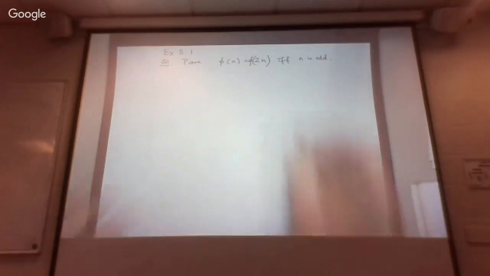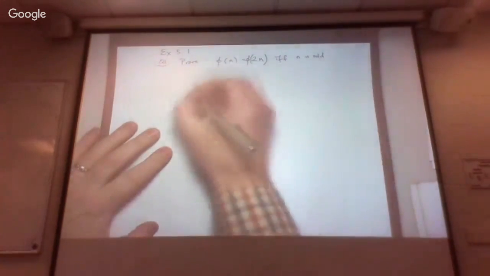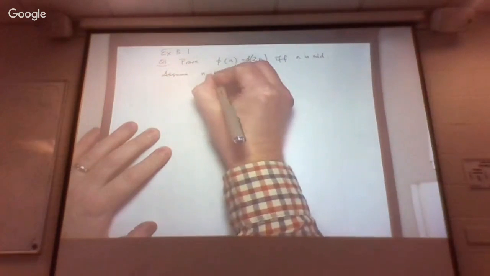And so the first thing to notice about this is that it's an if and only if. So you've got 2 directions of implication to prove. First, the equation implies n is odd. And secondly, n is odd implies the equation. So the simplest way to approach this would be to take each direction. First of all, we could assume n is odd.